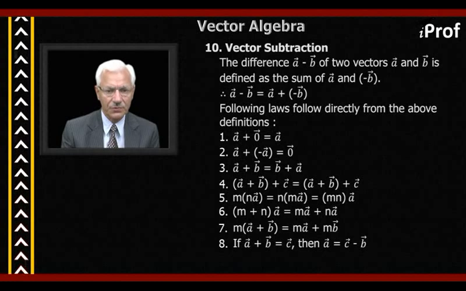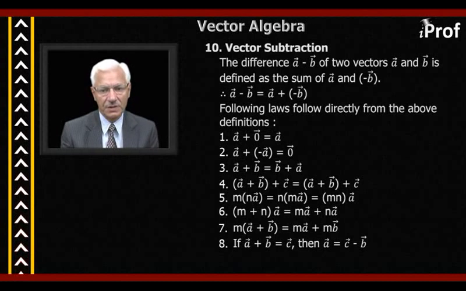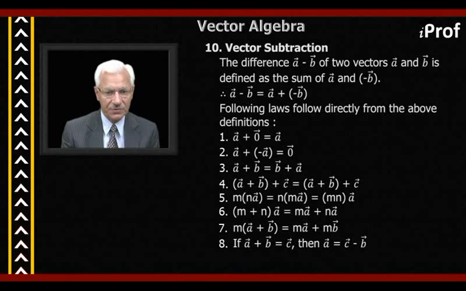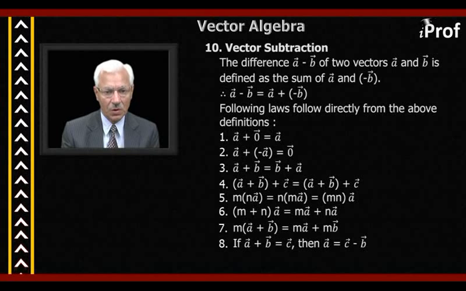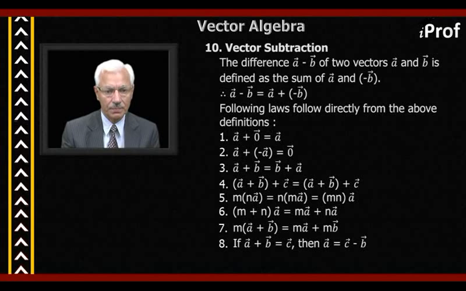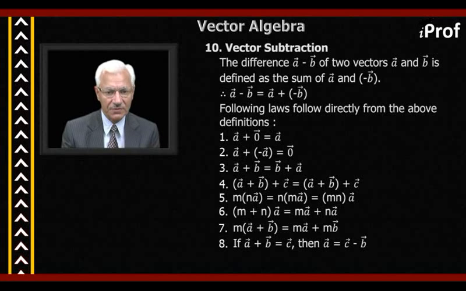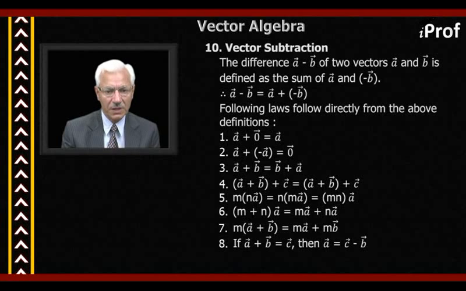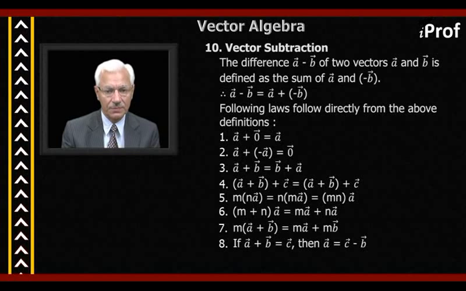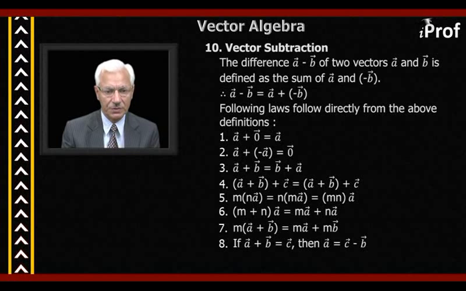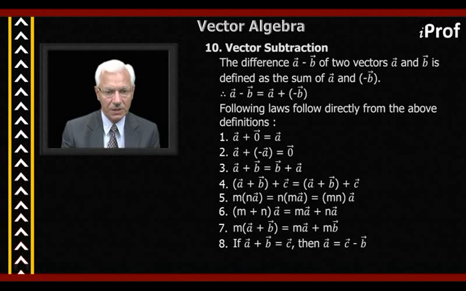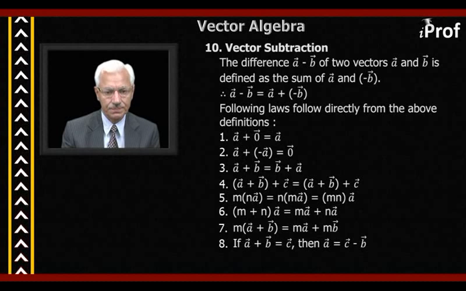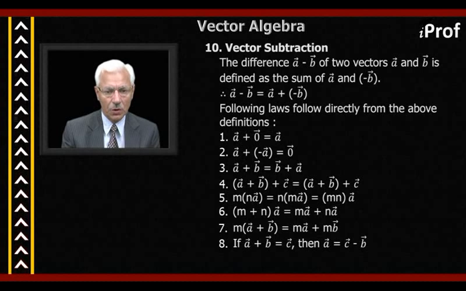Now, the following laws follow directly from the definitions above. First, A plus 0 is equal to A, called the identity law. Second, A plus negative of A is equal to the 0 vector. Third, A plus B is equal to B plus A, called the commutative law of addition. Fourth, (A plus B) plus C is equal to A plus (B plus C), called the associative law of vectors.